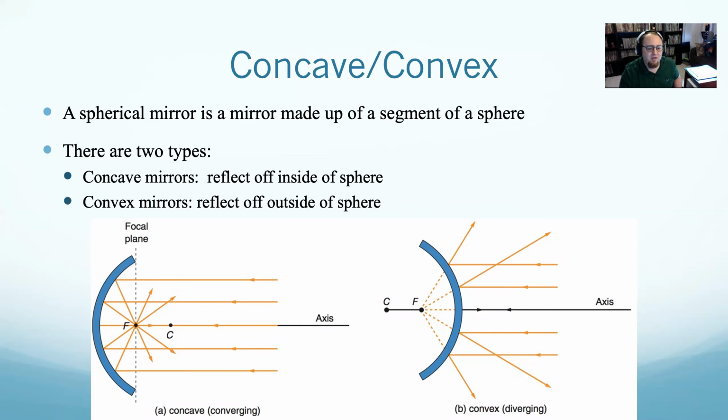If you can't remember which one's which: any curve can be said to be part of a sphere, right? If I have some nice round thing, I can just say a piece of it is a small piece of that round object. A concave mirror, or converging mirror, is one where the shiny part is the inside of the sphere. The best way to remember it is that it's like a cave. You're going into the inside. A convex mirror is one where the shiny bit is the outside of the sphere.